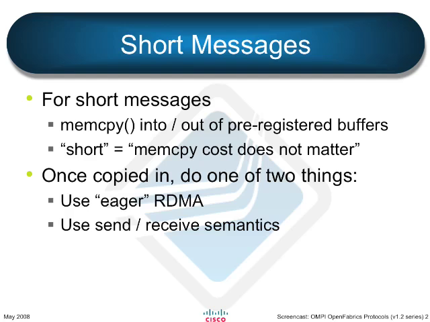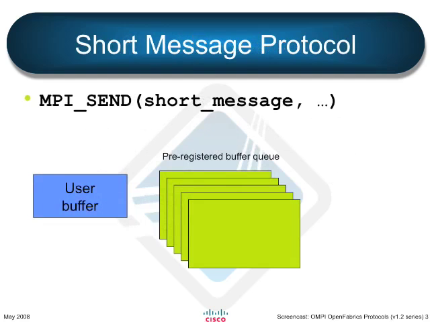Now, once that message is copied in, we do one of two things. We either use RDMA to send the message, or we use send-receive semantics. Now, let's look at this pictorially in terms of the pre-registered buffers. So I've got an MPI send here, and it's some short message. So let's say it's 8, 16, 32, or 100 bytes or something like that in a user buffer there on the left in the blue.